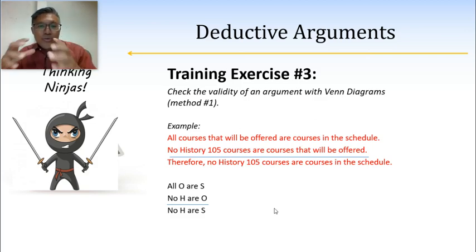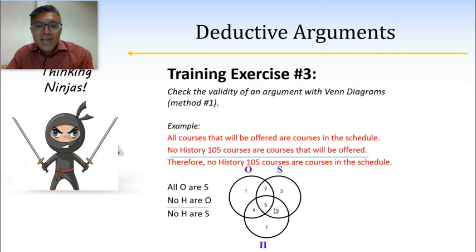We're going to draw our three interlocking circles, just like we did in the previous example. It's going to look exactly the same, right? Now the categories are different, though. So we have an O category, an O term. We have an S category. There's our S circle. And then our H category, okay? Same 7 sections.